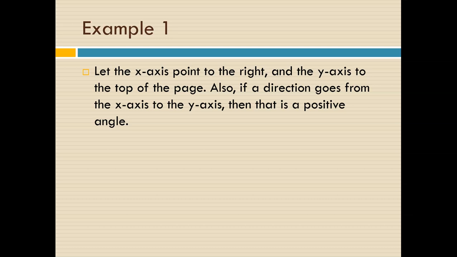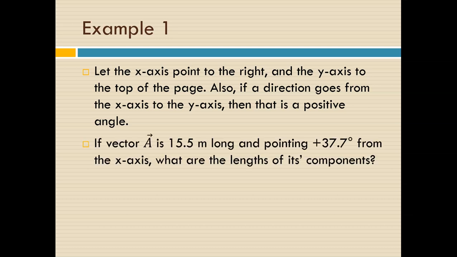Okay? All good? Also, we're going to go ahead and define positive rotation as going from the x to the y-axis. Or another way of looking at it, counterclockwise. Given all that information, if your vector A is 15.5 meters long and is pointing 37.7 degrees from the x-axis, what are the lengths of its components? Go ahead and get started on that.